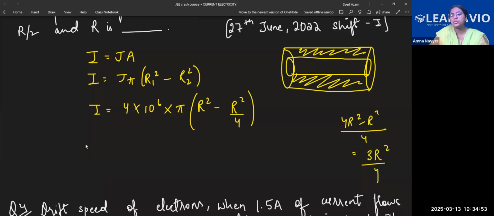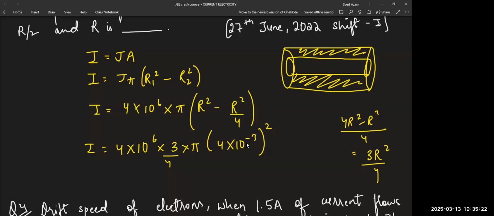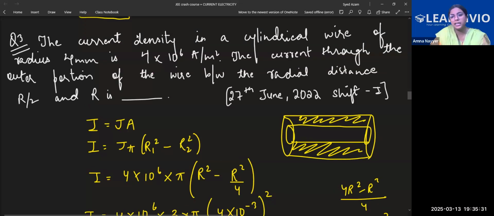So let's put this. Current will be 4 into 10 to the power 6, into 3 by 4 pi R square. R is 4 into 10 to the power minus 3 because it is given in millimeters, right? This much whole square. So this is our J pi (R1 minus R2) whole square. Is this question clear? Yes, ma'am. Okay. The calculation is very easy. Quickly tell me what's the answer. I'll tell you the correct one. But first write down this question. Please write this, then I'll tell you the correct answer. Whatever answer you're getting, just text me in the chat column.